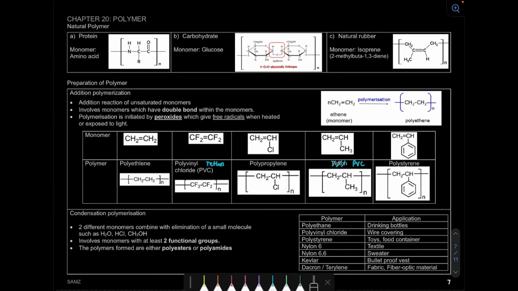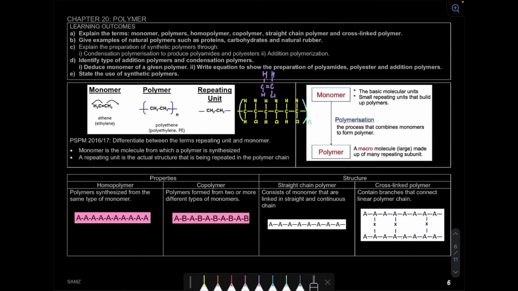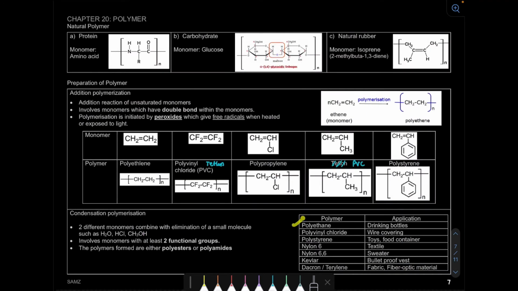Okay, lepas tu untuk polymer ni, just sebab this is actually in your learning outcome memang ada juga soalan ni. State the use of synthetic polymer. So yang ini pun kamu kena ingat lah. Tapi sebenarnya paling senang nak ingat apa? Kevlar is a bulletproof vest. Kalau nylon is actually for sweater. Apa lagi? Polystyrene untuk food container. Okay, polyethylene is your drinking bottle.